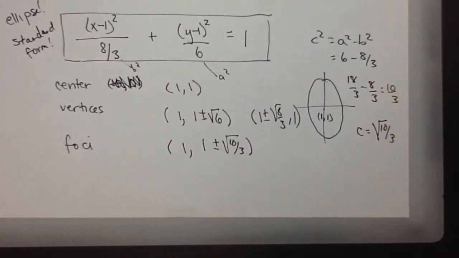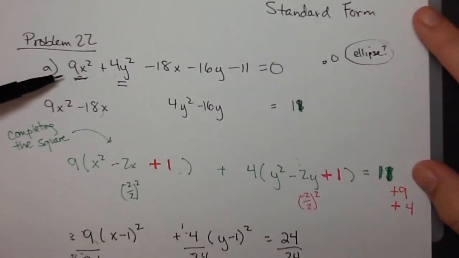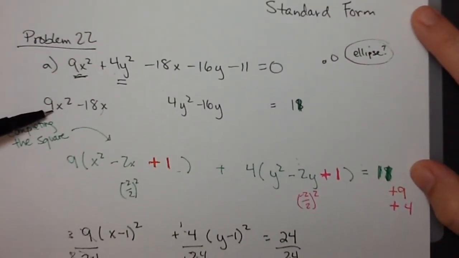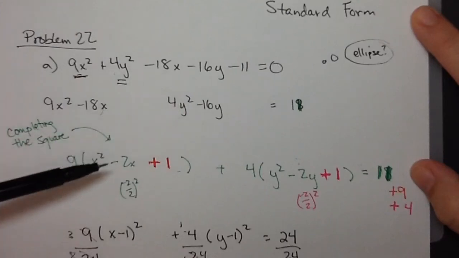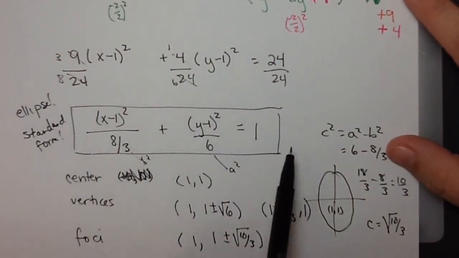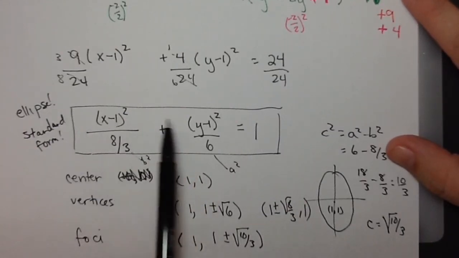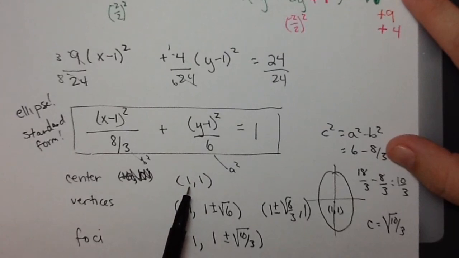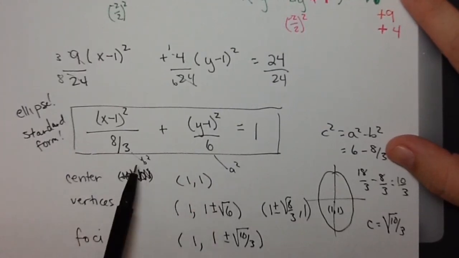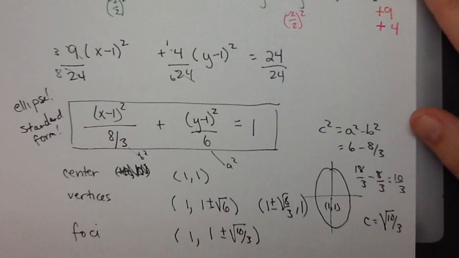All right, so this is how you do it. You have a funky equation, you collect your x terms and your y terms, you complete the square, and you get it into standard form. Once you have standard form, you can pick out values for h and k, thus finding the center, for a squared and b squared, thus finding the vertices, and then using a and b, you can find c, then determine where the foci are.